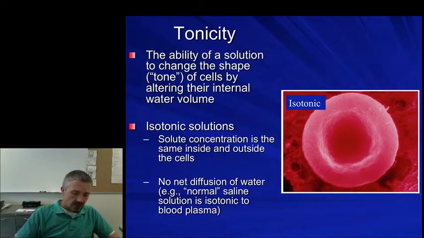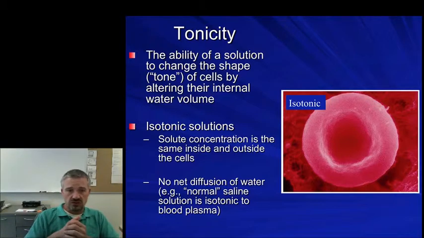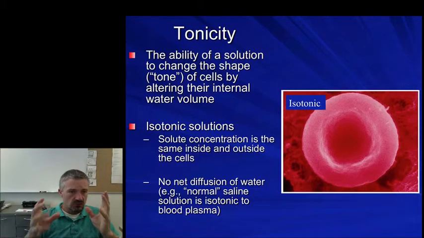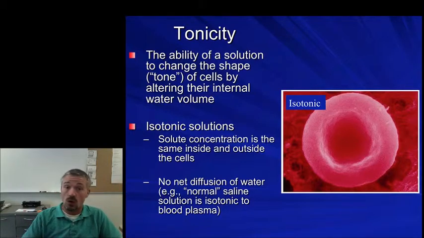A lot of times we can start putting some terminology to this when we start talking about which direction water is going to move. So we can talk about something called tonicity. This is changes in a cell due to osmotic gradients. Like it says there, it's the ability of a solution to change the shape or tone of a cell by altering its water volume. We're going to have three different terms with this one. The first term we're going to talk about is an isotonic solution.